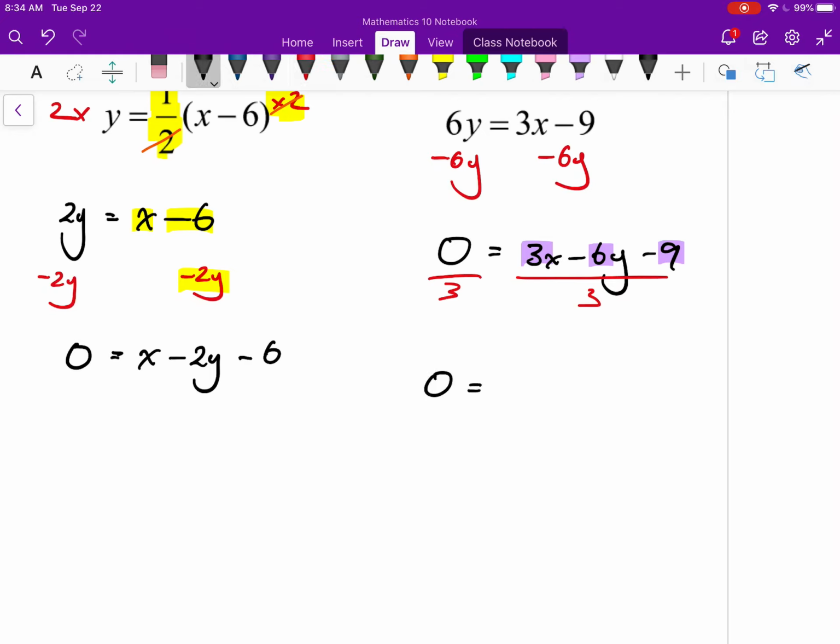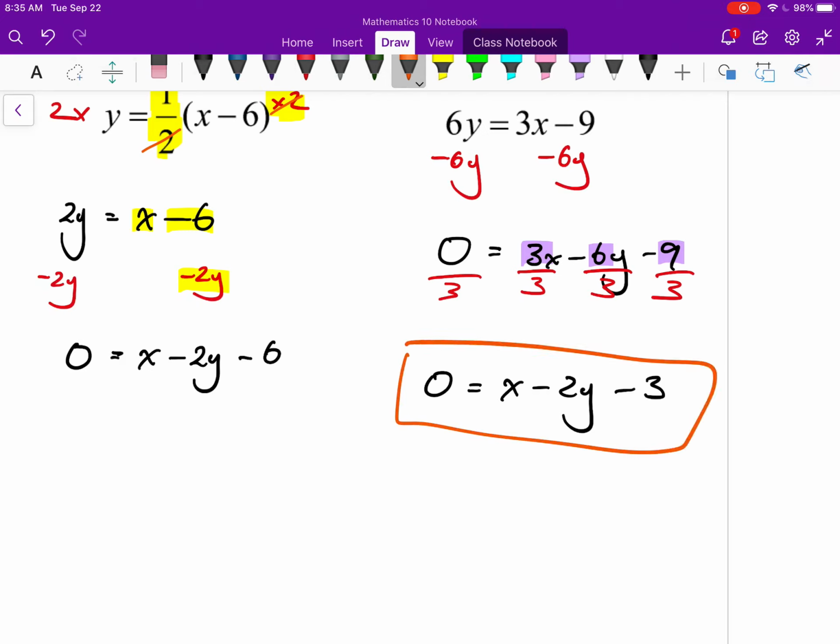And if you look on the right-hand side, if I divide everything by 3, or if it helps, I can visualize it like this. Divide them all separately by 3. It's the same thing. But if that looks easier, then do that. Then instead of 3x, I have 1x, because 3 divided by 3 is 1. So just x. Instead of 6y, I divide by 3, I have 2y. And instead of minus 9, divide by 3, I have minus 3. So this is in simplest general form.